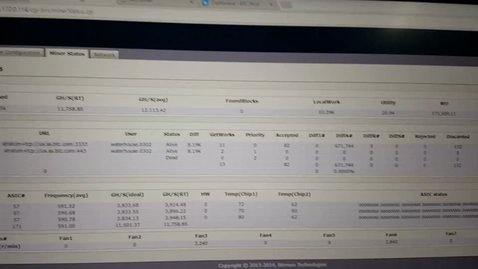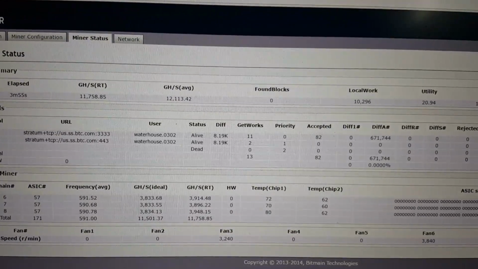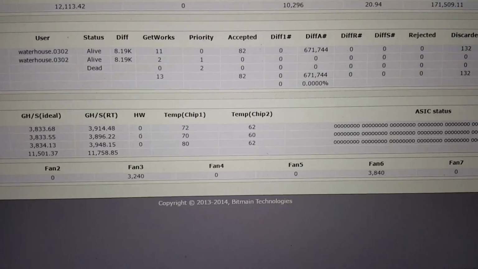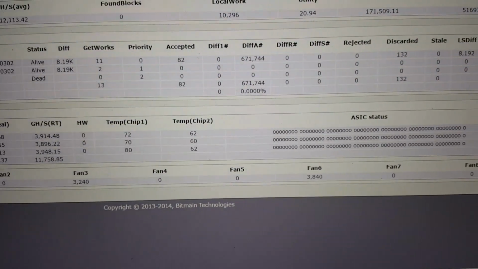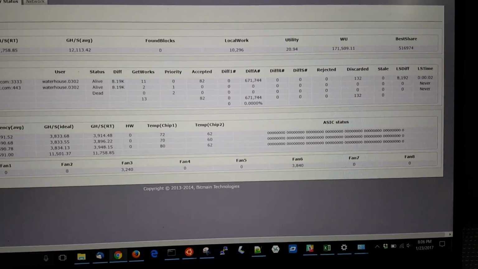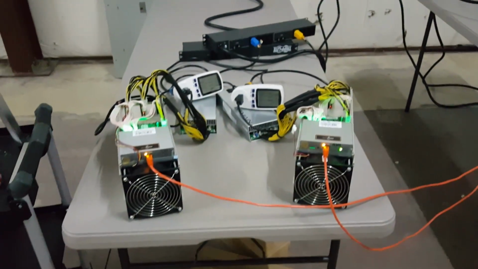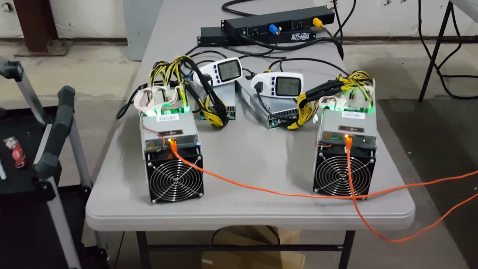Now if we look over at the T9, the hashing's almost the same, up around 11.8, and the temperature on the chips is significantly lower. So that's going to be really nice from a standpoint of mining in the summertime when it gets nice and hot. So that's the good news.